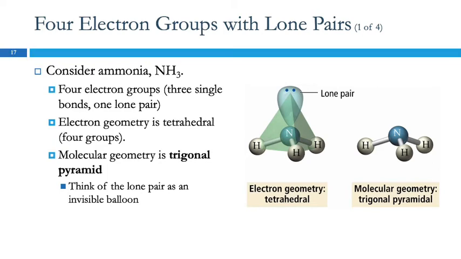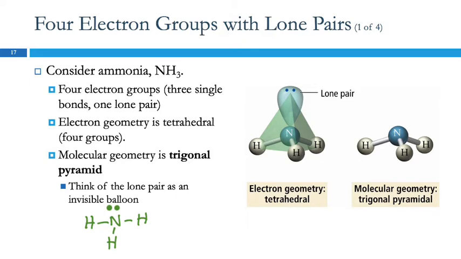So let's look at ammonia. I'll draw the Lewis structure here real fast. We look at the Lewis structure and we count the groups, and there's a lone pair is one group, and a bond is one group, and another bond and another bond, so 4 groups. 4 groups make a tetrahedron. So the electron groups make a tetrahedral shape, okay?